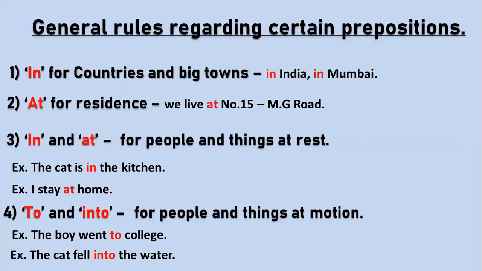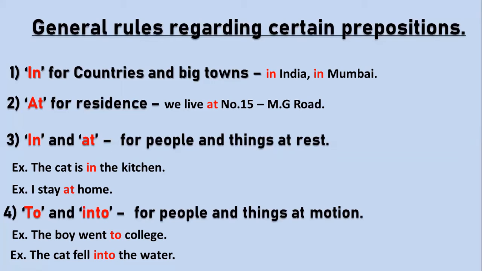Next, when you want to show the relation between people or things at rest, you use in and at. Example: the cat is in the kitchen. I stay at home. Here, the things or the people are at rest. They are not doing any action. So at that time, you can use the prepositions in and at.